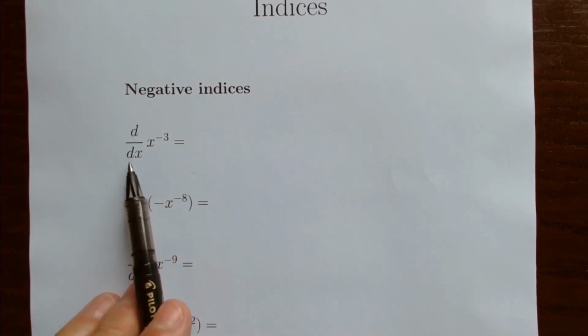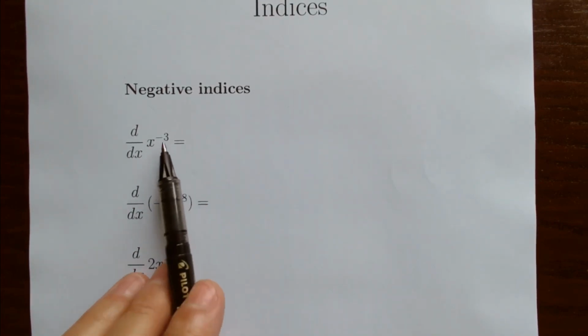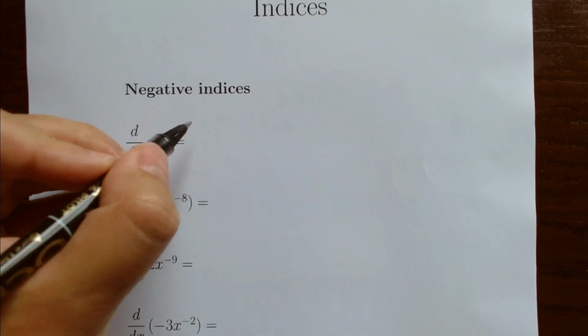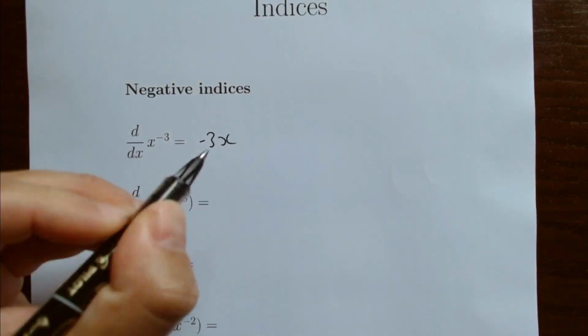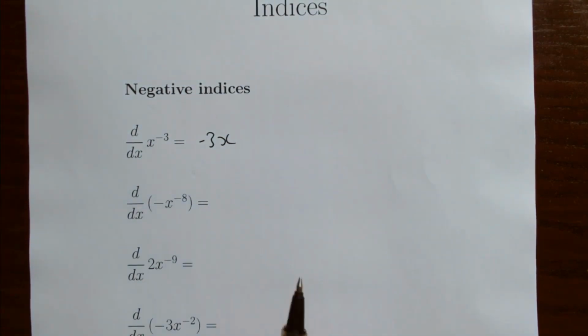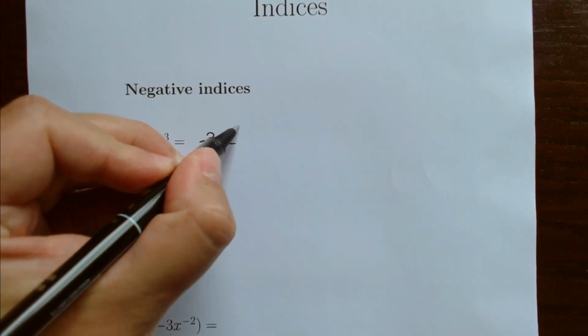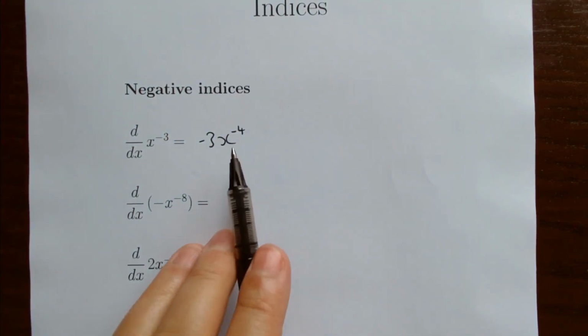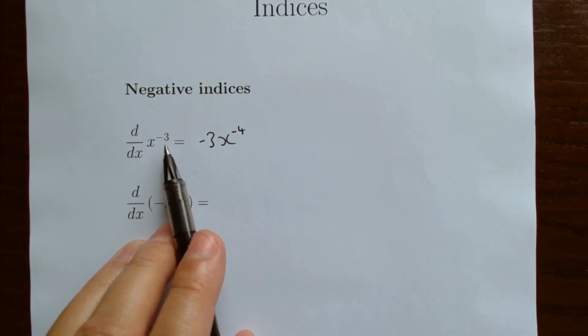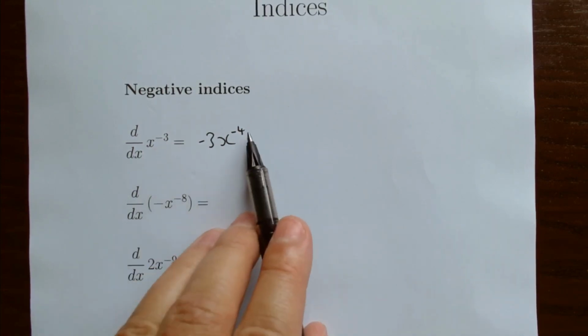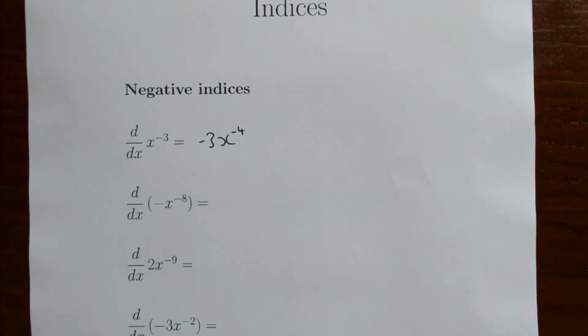So if we were going to differentiate x to the minus 3, the minus 3 comes down and you minus 1 off the power, which is a minus 4, and this is the only thing that can be a bit tricky. It's not minus 2, that's adding a power. We want to minus a power, so it becomes minus 4.